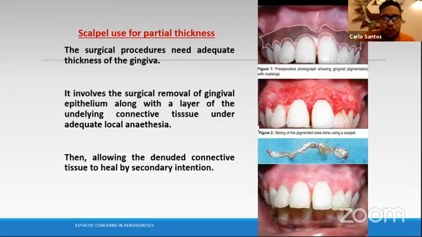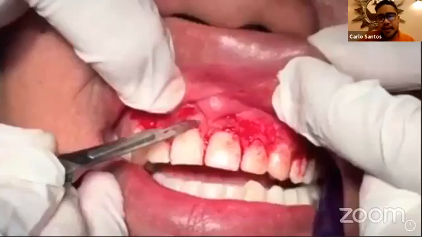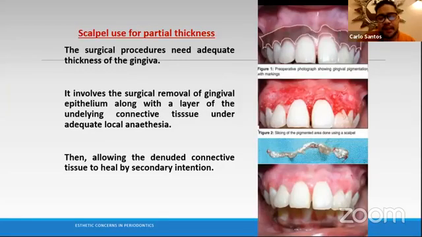So you prepare around, because the aesthetic part of this is the aesthetic zone. That's the area that you're gonna address. You prepare around four to five scalpel number 15 blades because it easily gets dull. So it's like peeling. You're filleting the gingiva.